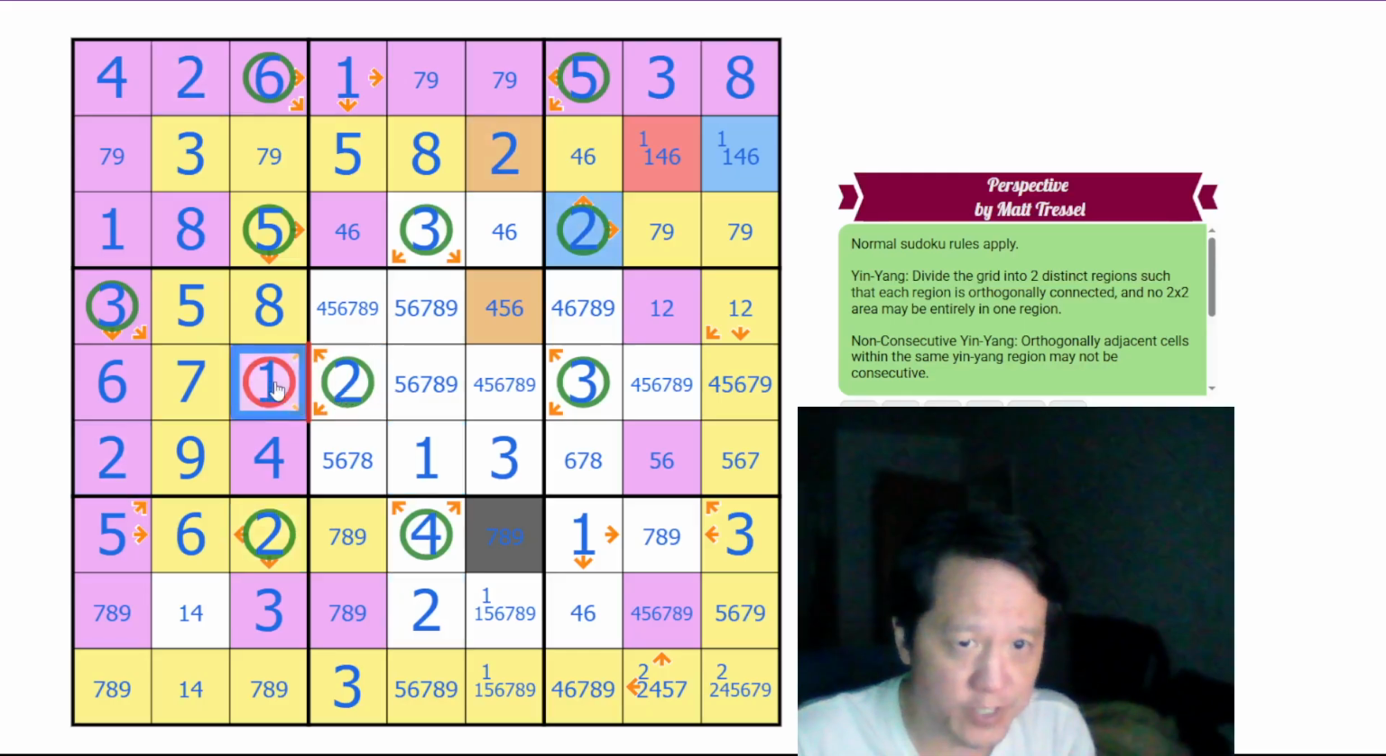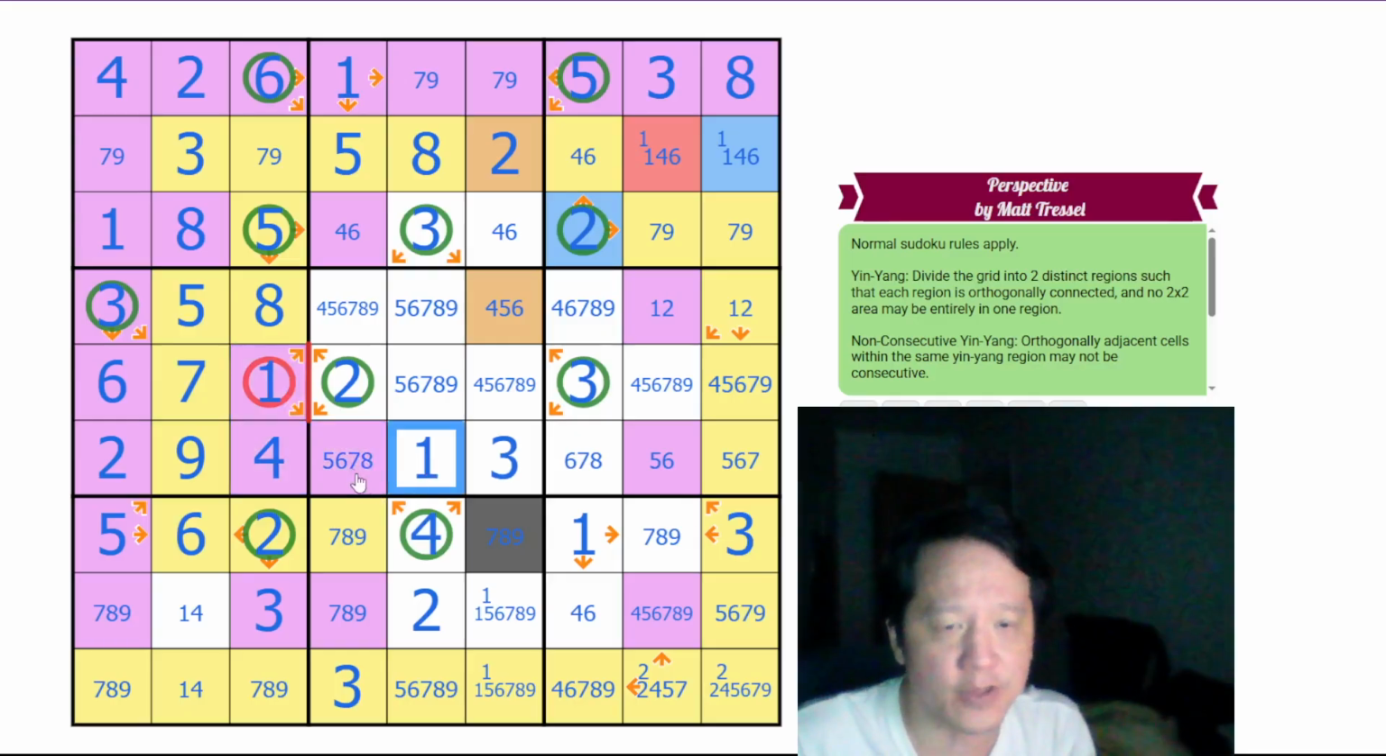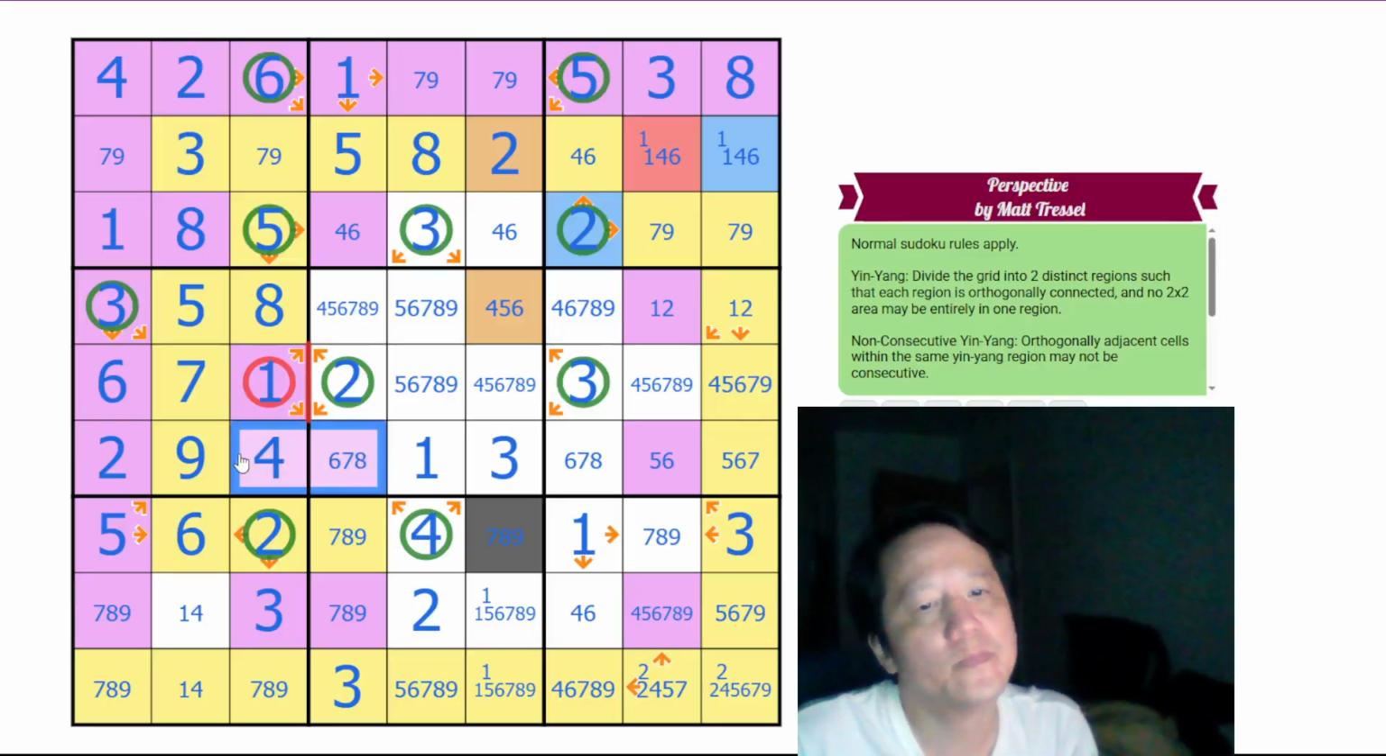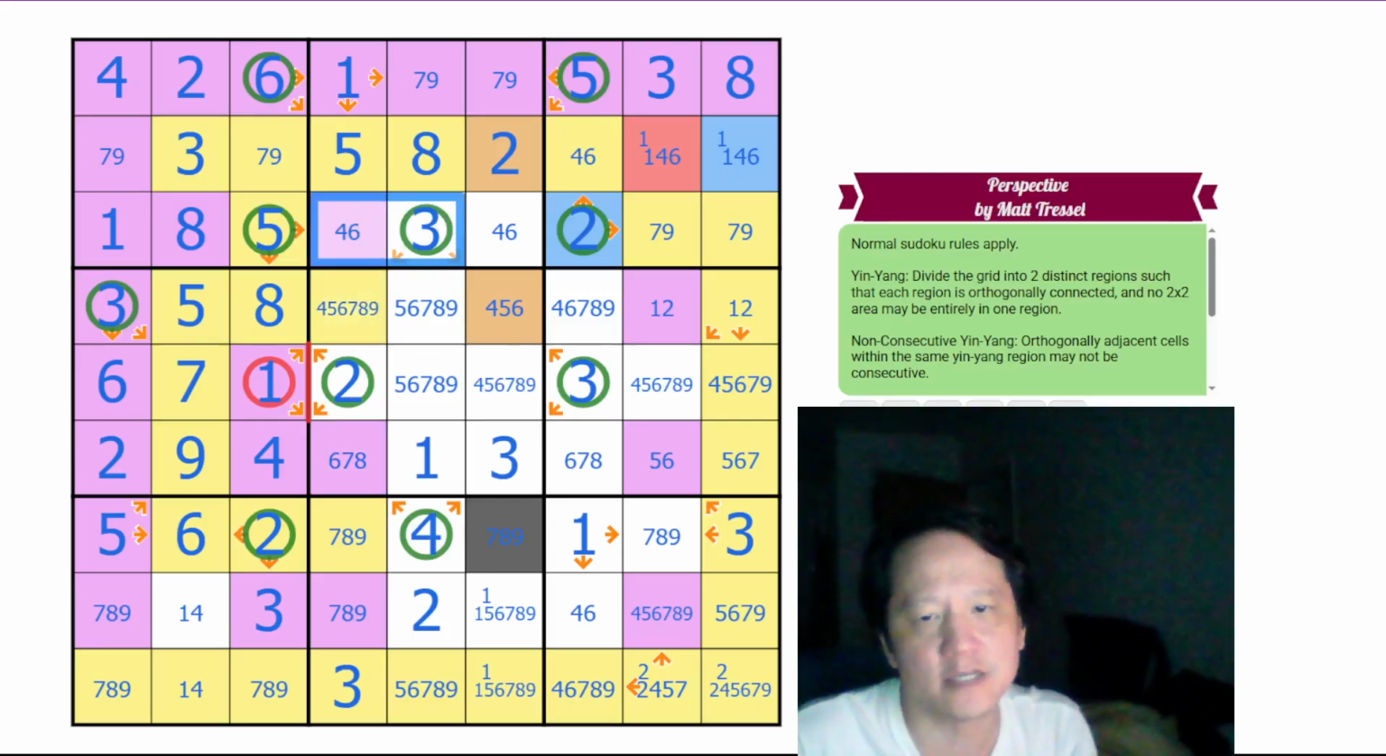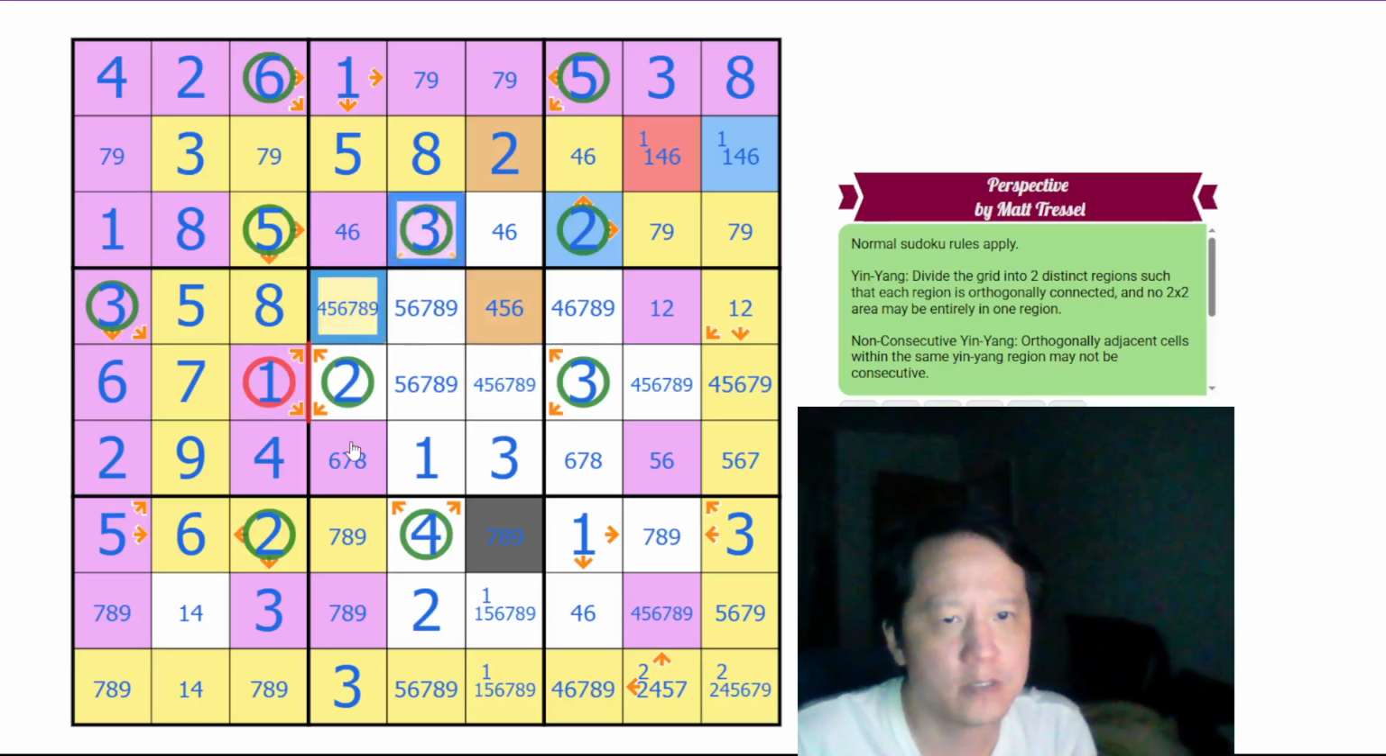These are different regions, so the pink has to go out orthogonally. So it must go here. This can't be 5 because they are the same region, therefore it cannot be consecutive. These are different regions, so this is yellow. Pink has to get out orthogonally, so that's pink. This cannot be 5 or 8.